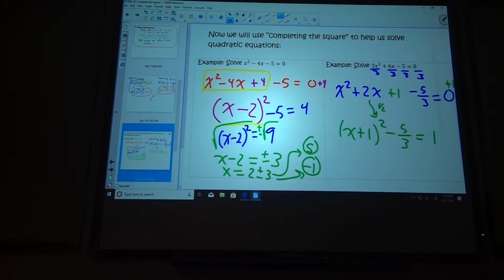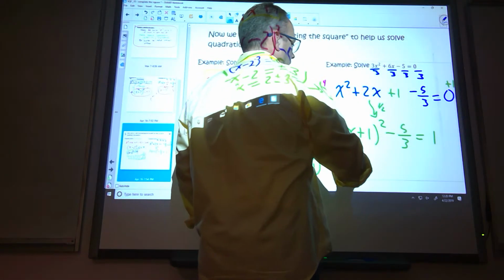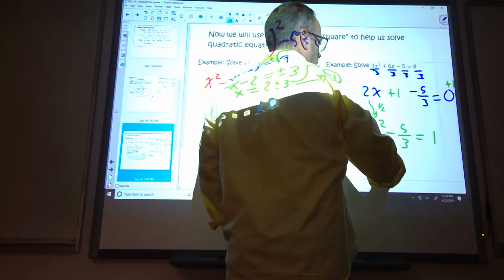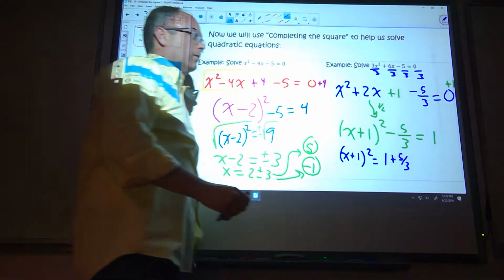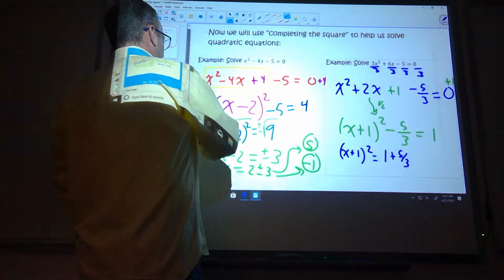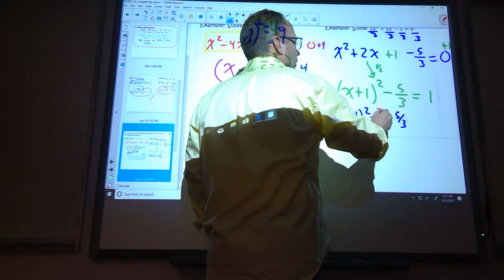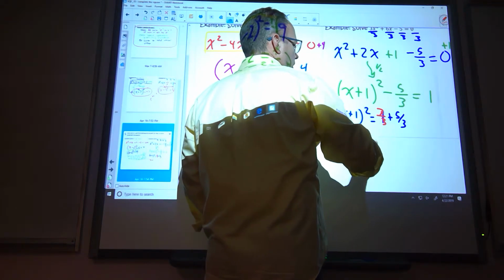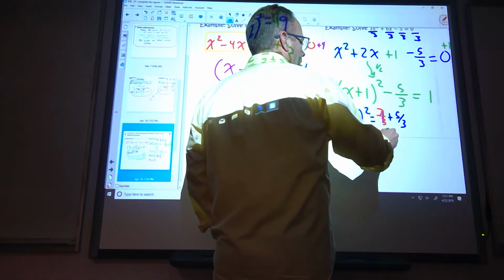I want to get x by itself, so what would be the next step? Add 5/3? I like that. Add 5/3 to both sides. So I'm going to get x plus 1 squared equals 1 plus 5/3. That's going to give me, I think, 8/3. Do you agree with that? Because I can make that 3/3. So now I'm going to get x plus 1 quantity squared is equal to 8/3.